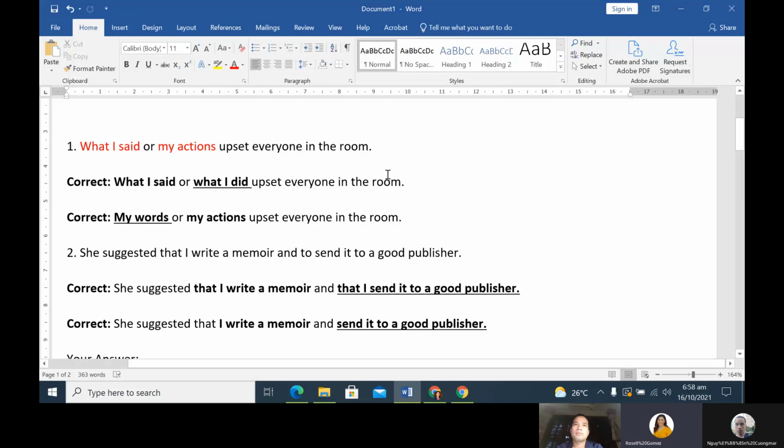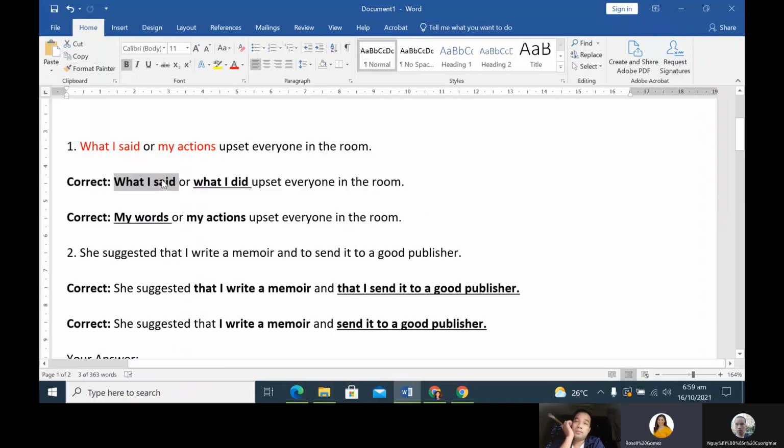Now, in the first sentence, the writer decided to use the same pattern. What I said, okay, it tells about past actions. What I said, it already happened. What I did, okay? So they are similar. They are talking about past action, the action which has been done already. What I said or what I did upset everyone in the room. So this looks very good, and this sounds also good because it follows the rule in parallelism.